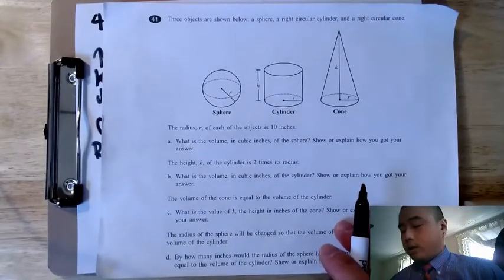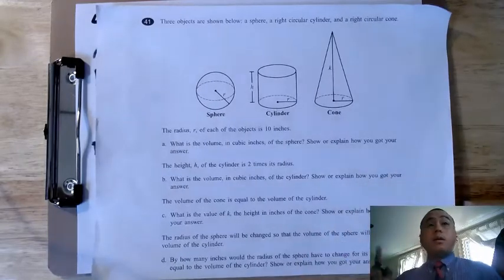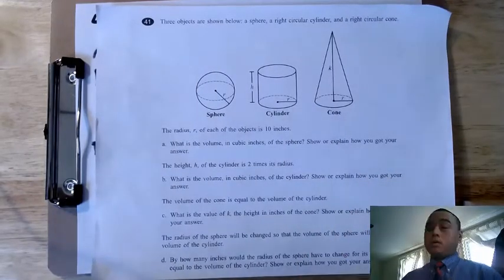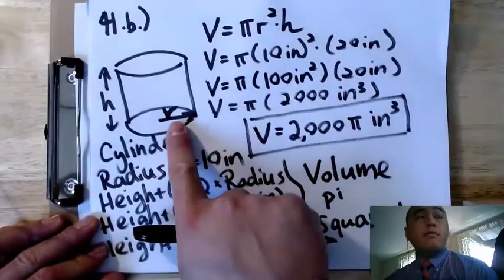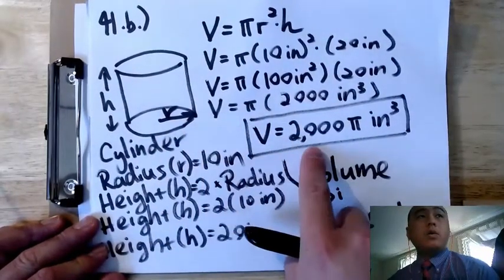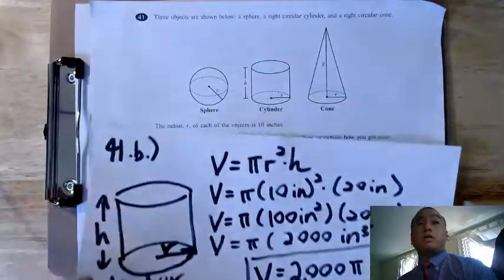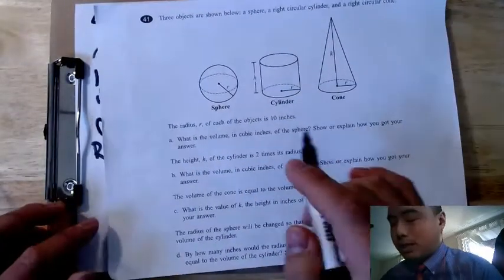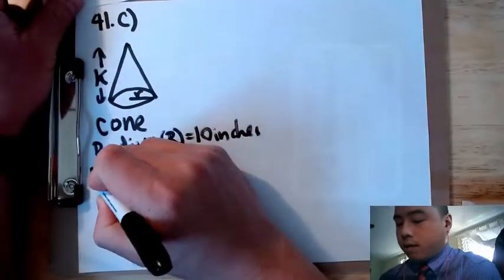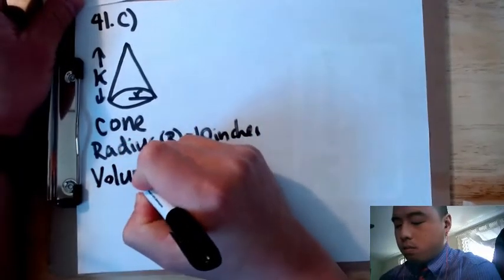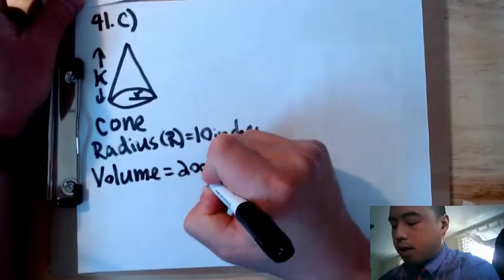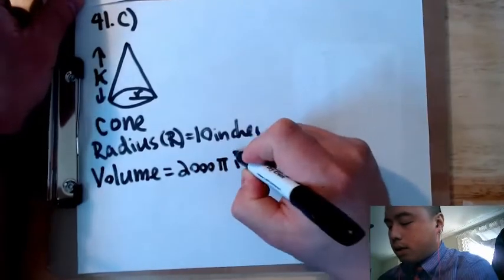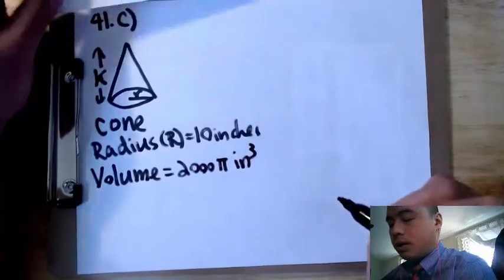Now, third, do we know what the volume is? The volume of the cone is equal to the volume of the cylinder. Good thing we take notes. To demonstrate, this is the previous problem, 41b. So the volume of the cylinder is 2,000 pi cubic inches. Let's write that down. So the volume is equal to 2,000 pi cubic inches, right?